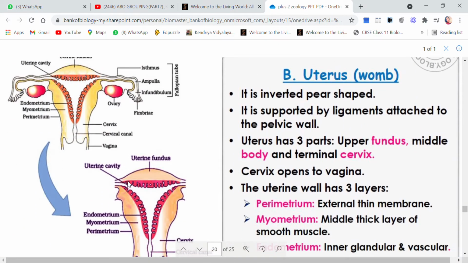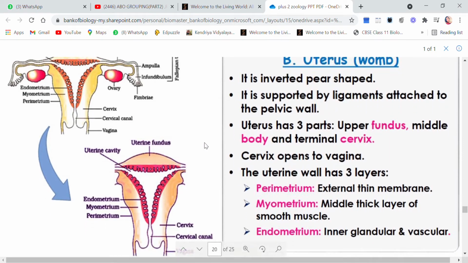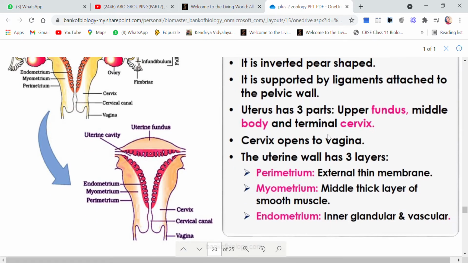Then the next accessory duct is the uterus, commonly called the womb. It is inverted pear shaped, you can see here. It is supported by ligaments attached to the pelvic wall. The uterus has three parts. The upper one is the fundus, the middle one is the body, and the terminal one is the cervix. So these are the three parts of the uterus.